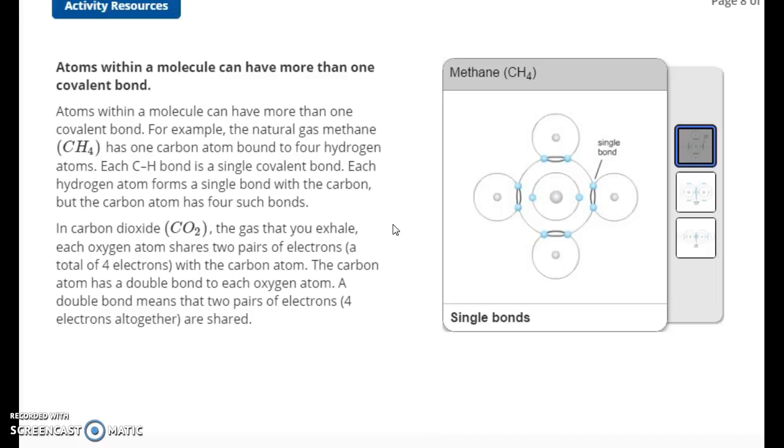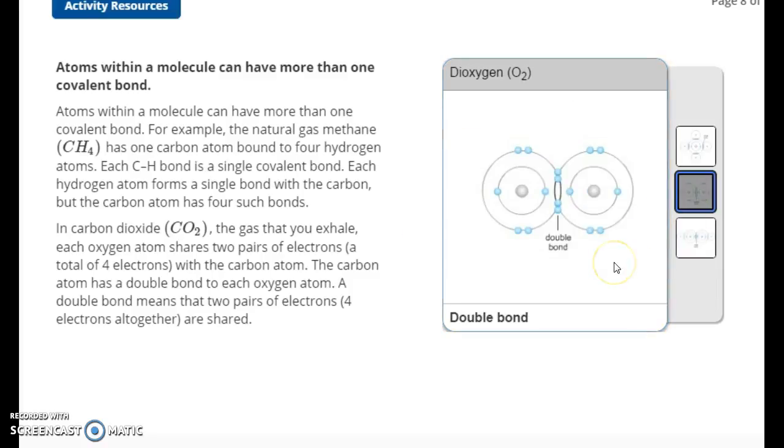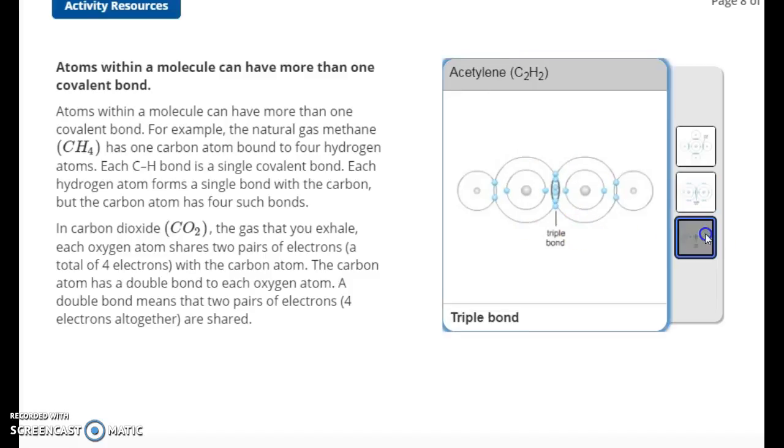Carbon dioxide, CO2, the gas that you exhale: each oxygen atom shares 2 pairs of electrons, a total of 4 electrons with the carbon atom. The carbon atom has a double bond to each oxygen atom. A double bond means that 2 pairs of electrons, 4 electrons altogether, are shared. So this is a double bond. This one is dioxide, O2. And here we can also see that we can have a triple bond.